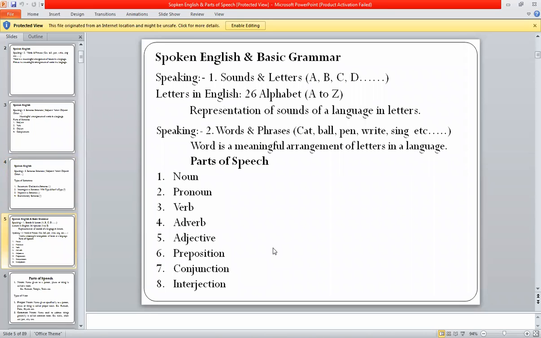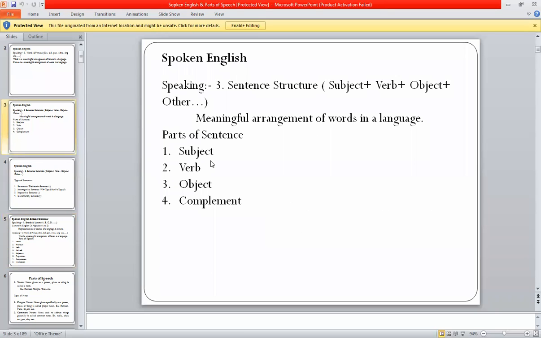So basically this language is made up of sounds and letters, and there are 26 alphabets. Any language is made up of words, phrases, sentences, paragraphs, and essays, books, novels. These are the larger units of language, and there are 8 parts of speech. We will discuss parts of speech in the next lecture. We only have a few minutes.